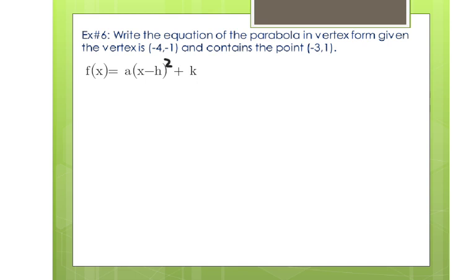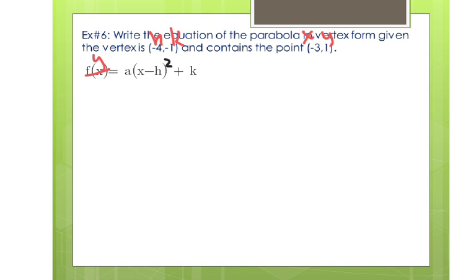So another example here, it says write the equation of the parabola in vertex form given the vertex is -4, -1, and contains the point -3, 1. The first thing we need to do is just label what we already have. So our vertex is h and k. So -4 is h and k is -1. And this time it actually gives us a point, -3, 1. So our ordered pair is our x and our y. Remember, f of x is the same thing as y.